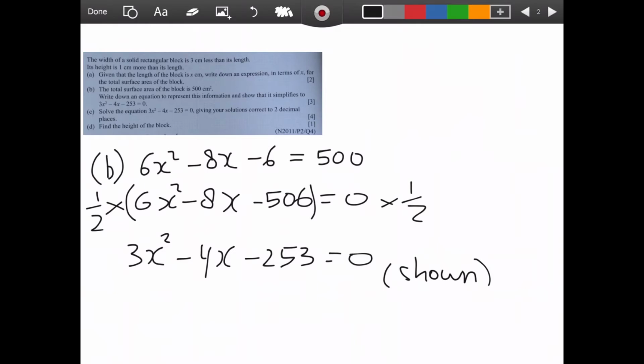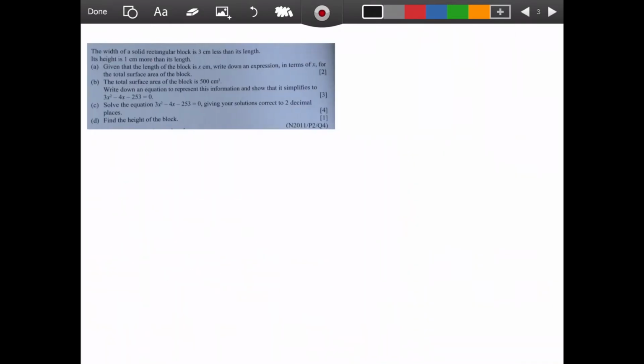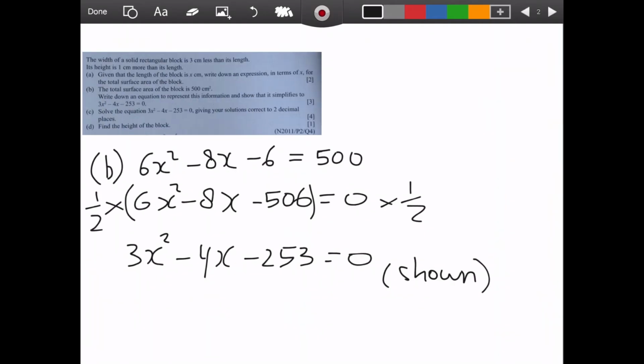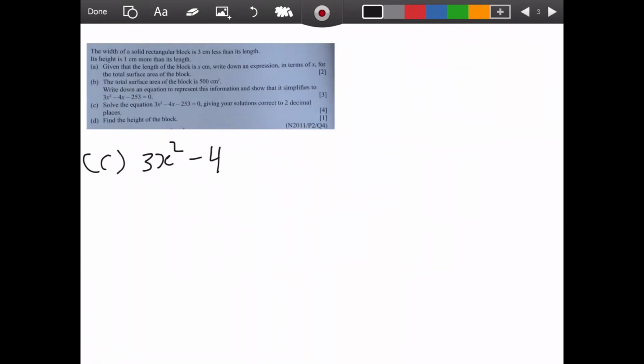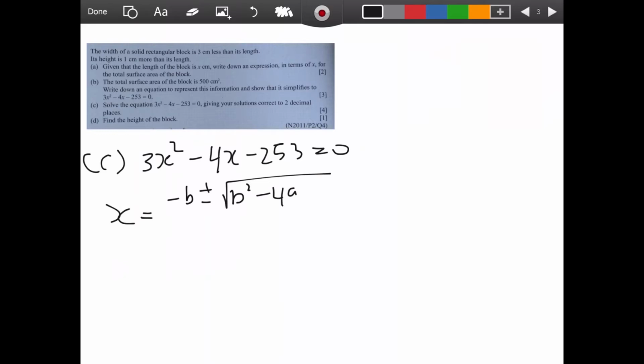Now part C says solve the equation giving your solutions correct to 2 decimal places. Okay, so let's solve this part C. Come back, 3x squared minus 4x minus 253 equal to 0, right? So how do you solve this? You use the formula, right? x equal to minus b plus minus square root of b squared minus 4ac over 2a, right?